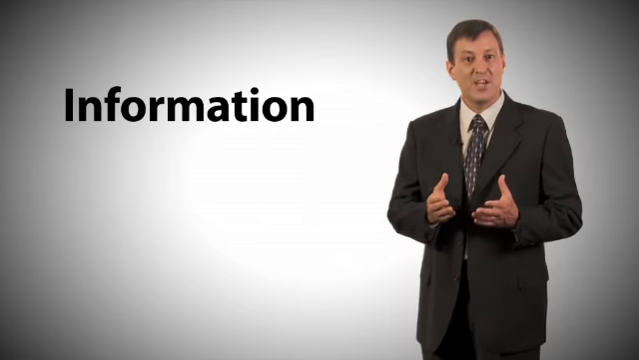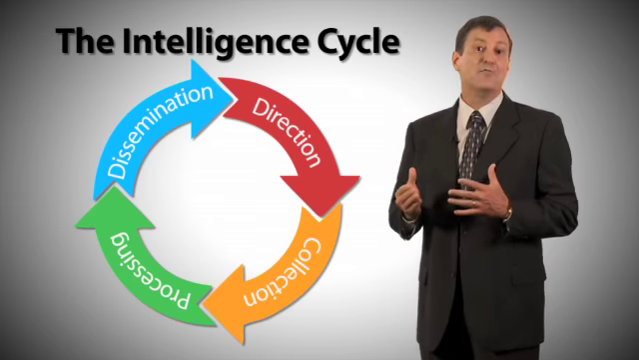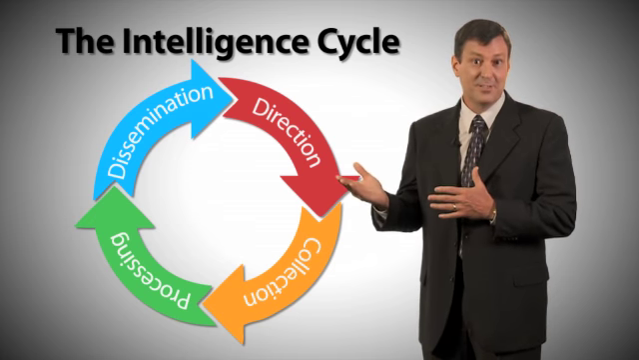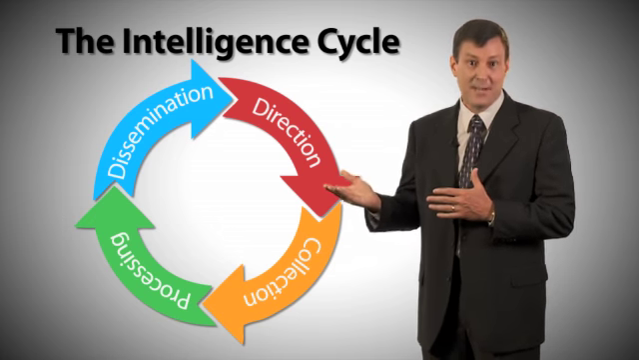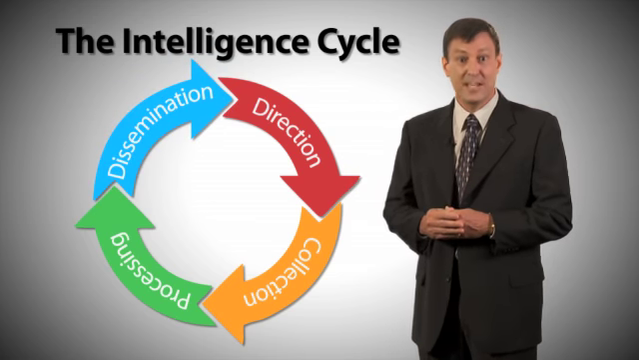In Part 2, I explain the process by which information can be turned into intelligence, and that is the intelligence cycle. The process is cyclic in nature, and it involves the 4 key steps of direction, collection, processing and dissemination. I'll give you a detailed explanation of what happens in each of those steps.